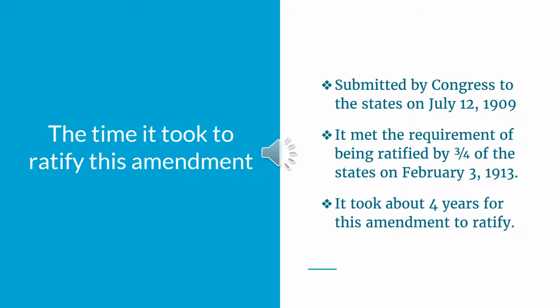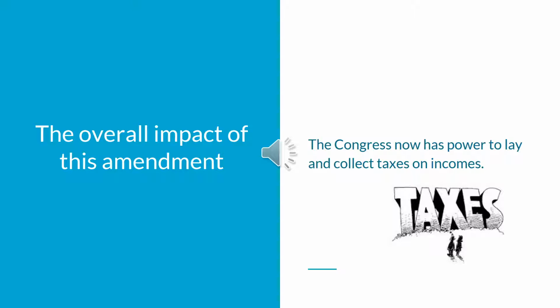Amendment 16 was submitted by Congress to the states on July 12, 1909. It met the requirement of being ratified by 3/4 of the states on February 3, 1913, and it took about 4 years for this amendment to ratify. The overall impact of Amendment 16 was that Congress now has the power to lay and collect taxes on income.